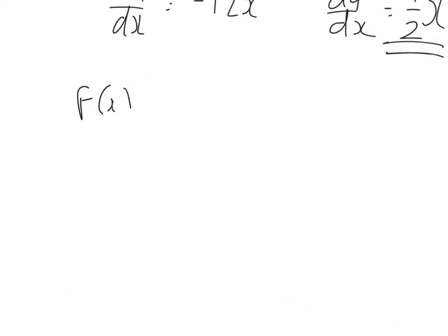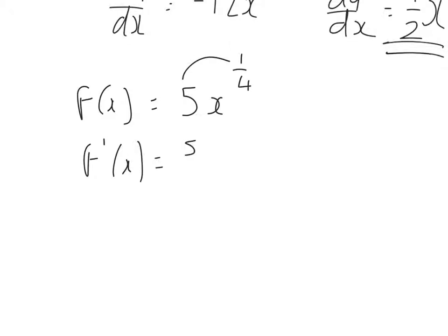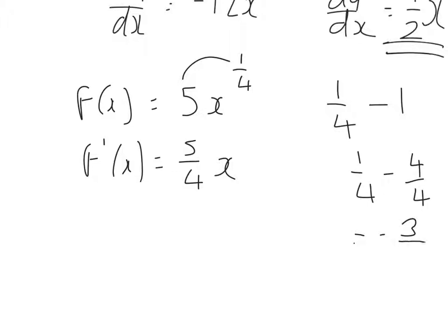Next one we'll go for is f of x equals 5x to the 1 quarter. So differentiate. 5 times a quarter is 5 quarters. x to the, we're taking 1 away from the power, so that's 1 quarter, take away 4 quarters. And the new power will be minus 3 quarters.